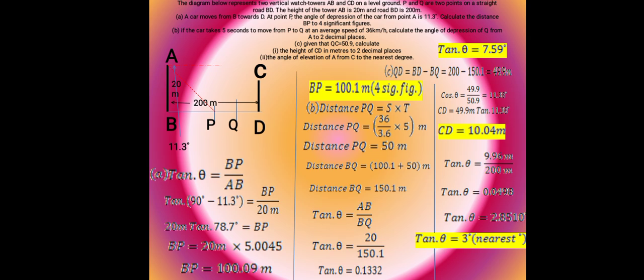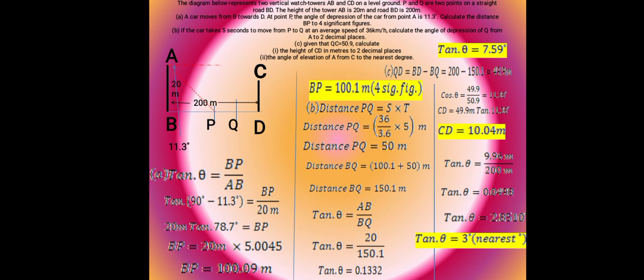If the car takes 5 seconds to move from P to Q at an average speed of 36 km per hour, calculate the angle of depression of Q from A to two decimal places. Given that QC is equal to 50.9, calculate the height of CD in meters to two decimal places. The angle of elevation of A from C to the nearest degree.